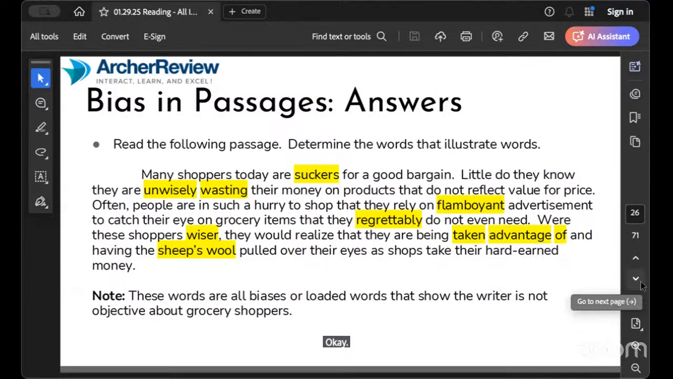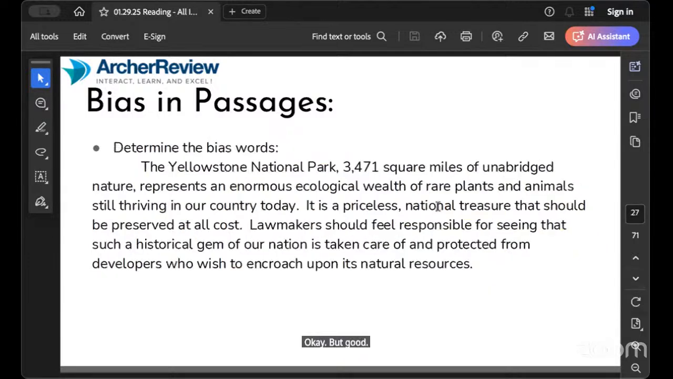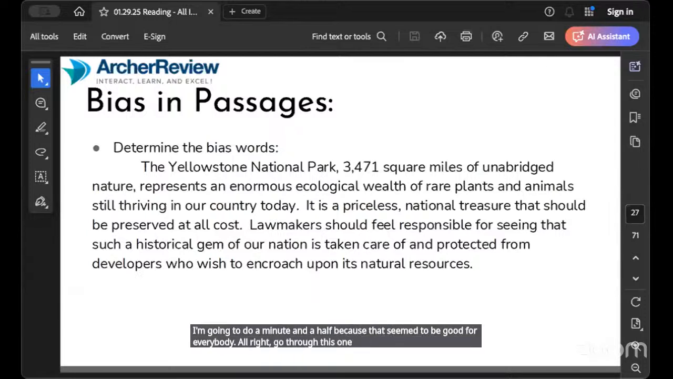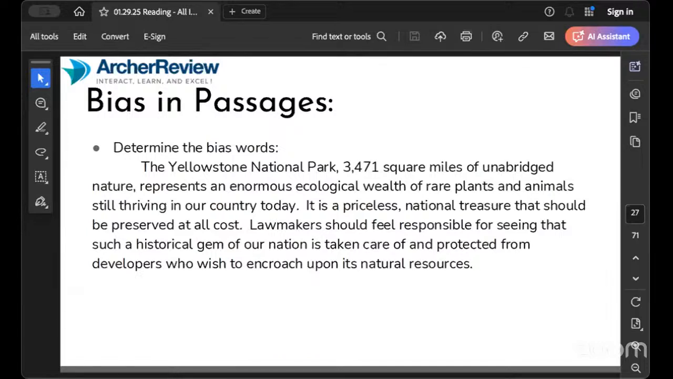But good. All right, let's try this one. I'm going to do a minute and a half because that seemed to be good for everybody. All right, go through this one and see if you can find those. Okay? Ready, set, go.